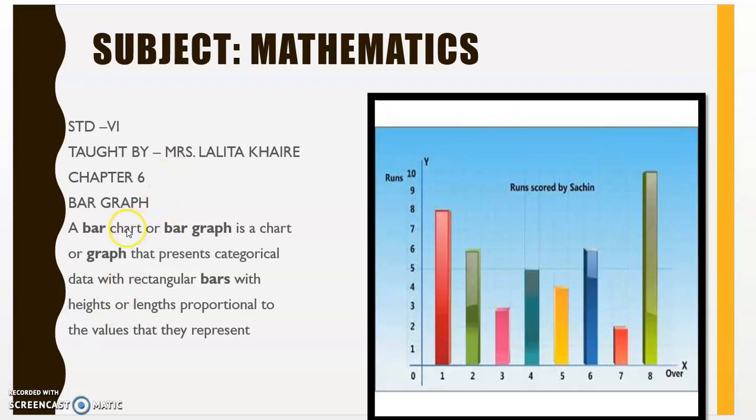Now, how do you define a bar graph? It's a chart or a graph that presents categorical data with rectangular bars. The rectangular bars have heights or lengths which are proportional to the value they represent. This is just an example I have given of how a bar graph looks. Now, we'll actually see the bar graph.